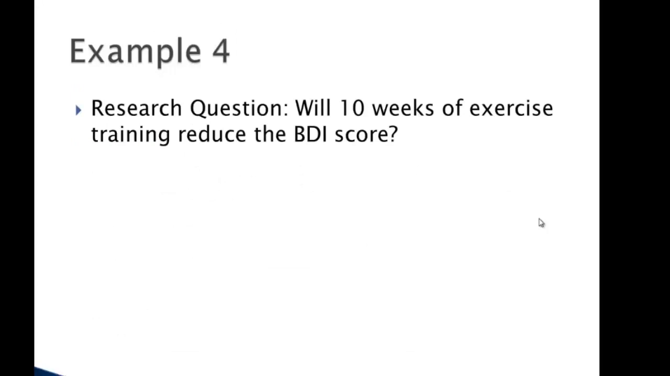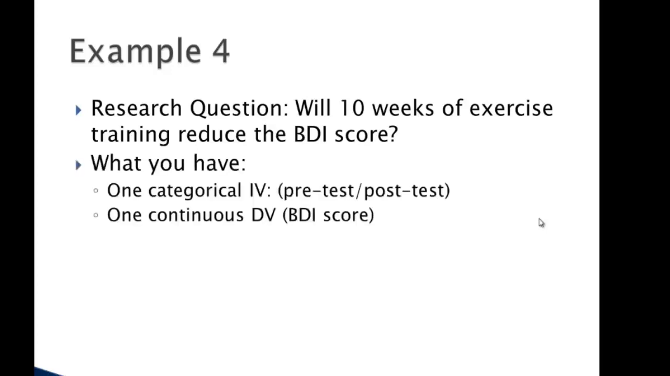Okay, example 4. Will 10 weeks of exercise training, or performing exercise on a regular basis, reduce someone's depression score? Will it reduce the BDI score? So in this case, we have one categorical independent variable, this being time, the passage of time. So we'll give them a pre-test of BDI, expose them to the training, give them a post-test, and then remeasure the BDI score. So this would be an example of a repeated measures type of situation. The same group of people being measured twice, in this case before and after an intervention.